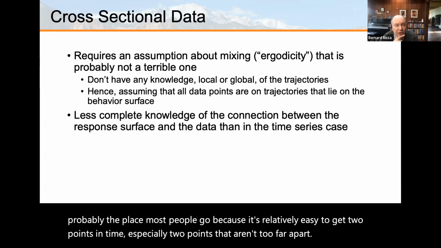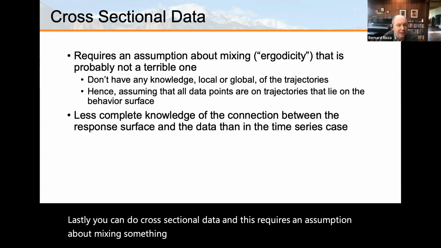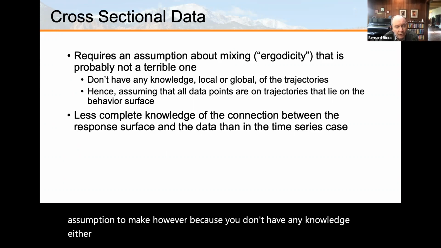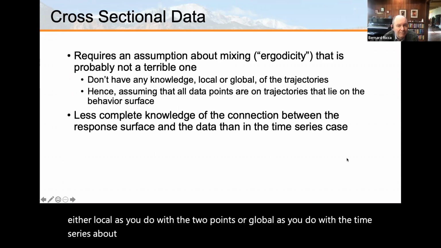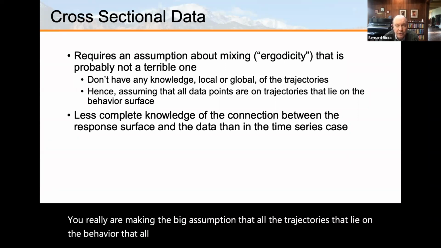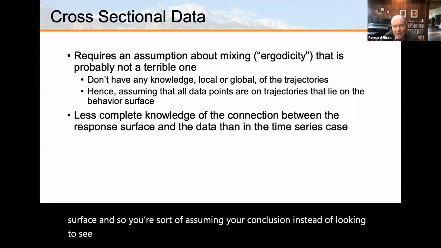Lastly, you can do cross-sectional data. And this requires an assumption about mixing, something called ergodicity. It's probably not a terrible assumption to make. However, because you don't have any knowledge, either local as you do with the 2 points or global as you do with the time series about the trajectories, you really are making the big assumption that all data points are on trajectories that lie on the behavior surface. And so you're sort of assuming your conclusion. Instead of looking to see if it's there, you're making the assumption so that you can do the fitting.